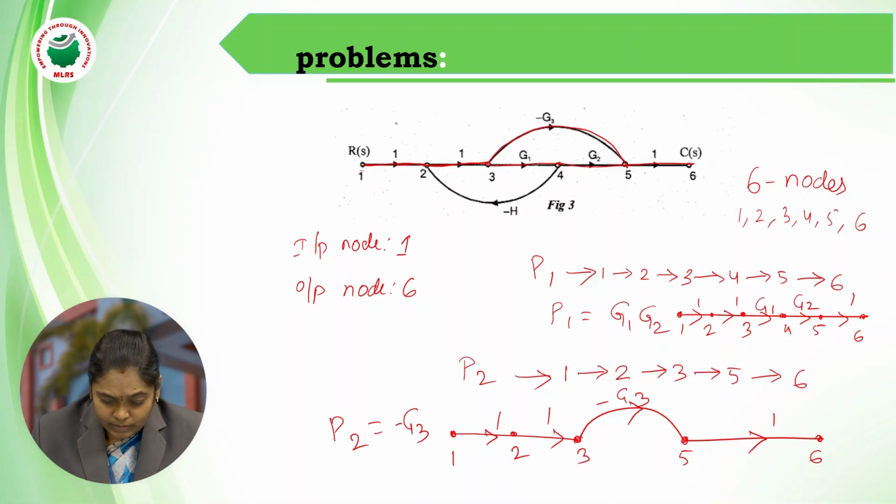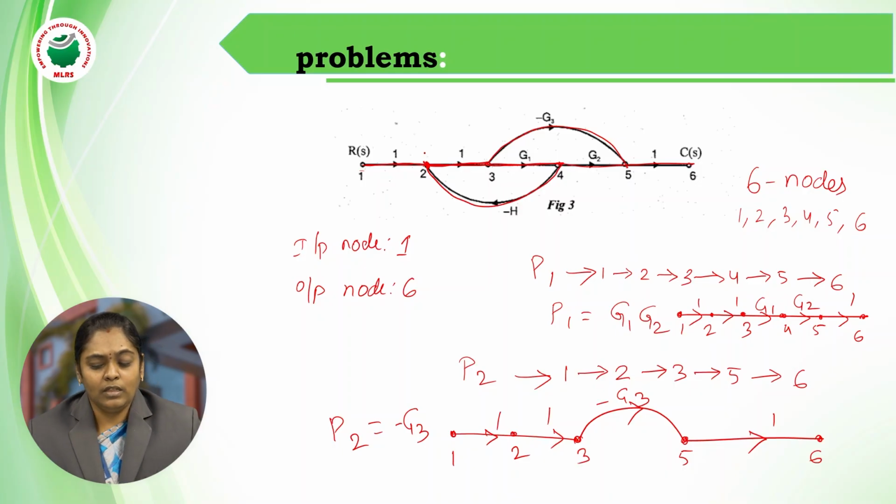If you observe here, this signal is starting from 2, 2 to 3, 3 to 4. After reaching 4, again it is going back towards 2. Is there any other loop in the given question? If you observe here, after going to 3, it is directly going to 5, but it is not going back towards 3. So, in the given question, it consists of only one loop.